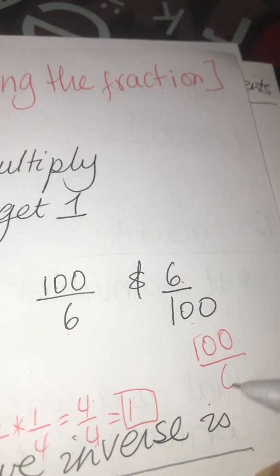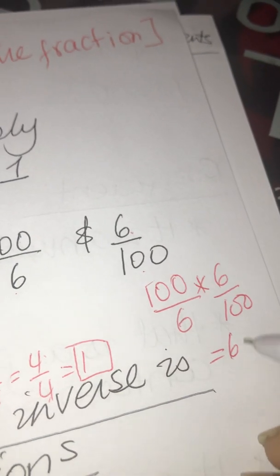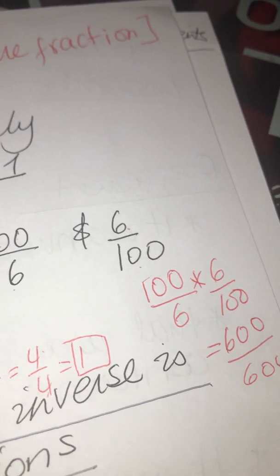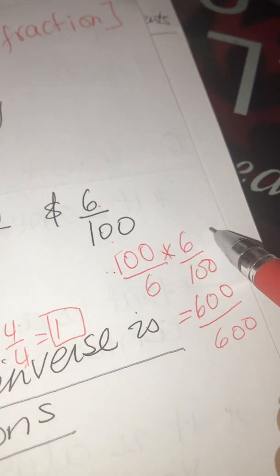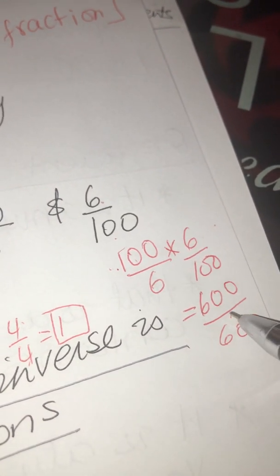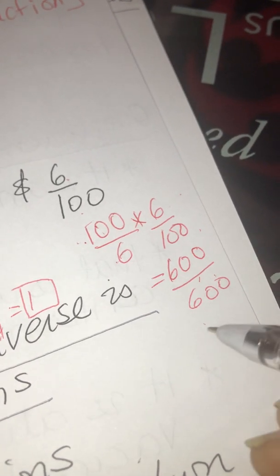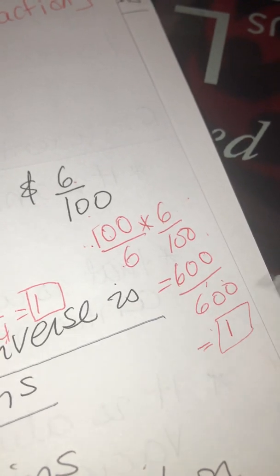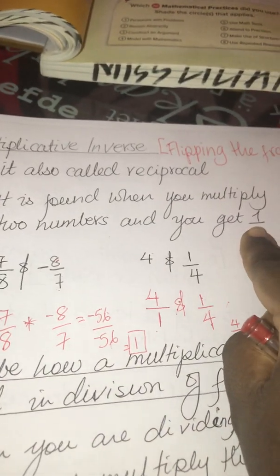Let's do that one. So I have 100 over 6 multiplied by 6 over 100. I get 600 over 600. Remember when we learned in grade 7 how to multiply fractions? Multiply straight across. 100 times 6, 600. 6 times 100, 600. 600 divided by 600 equals 1. So that is why we are calling them multiplicative inverse, because when we multiplied them, we got 1.